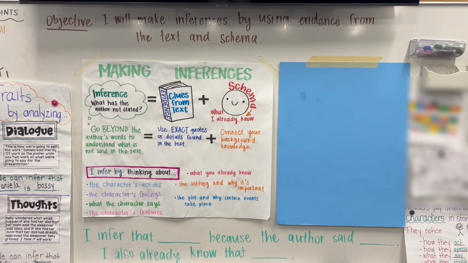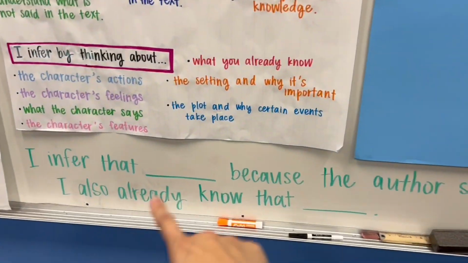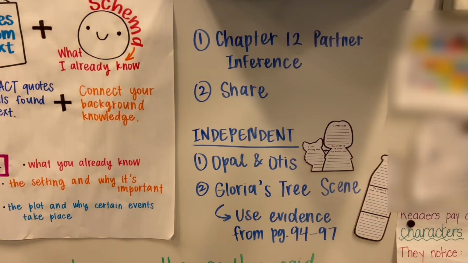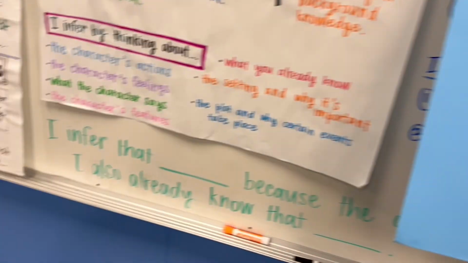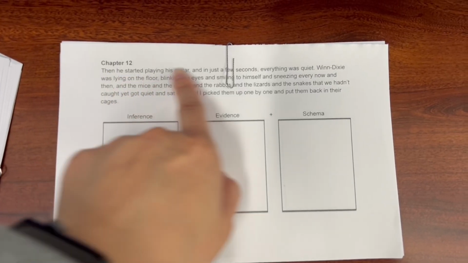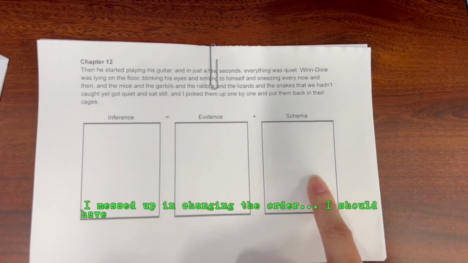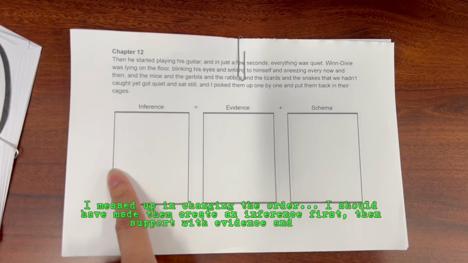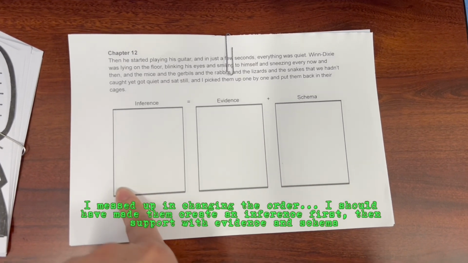This is the whole setup. I have the objective, my anchor chart, sentence frame. Down here are directions for them during guided practice and independent practice. And then we have the guided practice that they'll be looking at. They're going to read this part of the story and then choose evidence, use their schema, and then make an inference. Any students who finish early, I'm going to challenge them to make new inferences based on this.